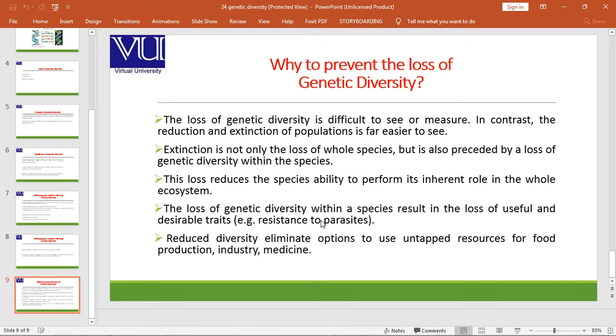The loss of genetic diversity within a species results in the loss of useful and desirable traits, for example resistance to parasites. Reduced diversity eliminates options to use untapped resources for food production, industry, medicine.